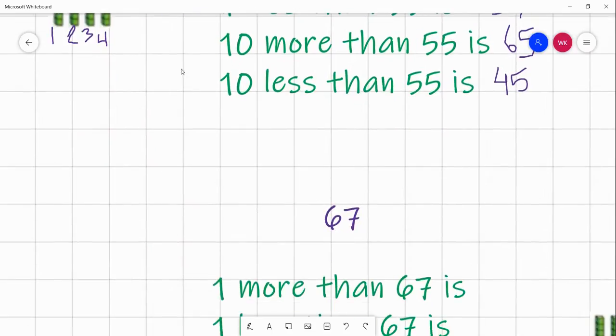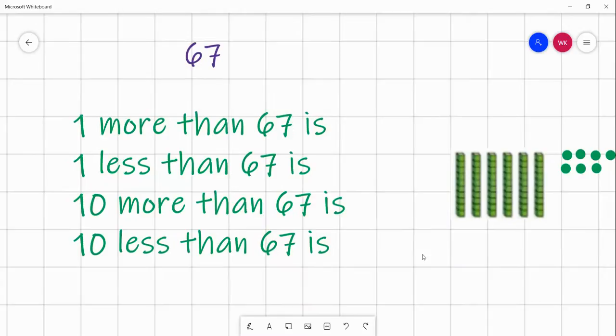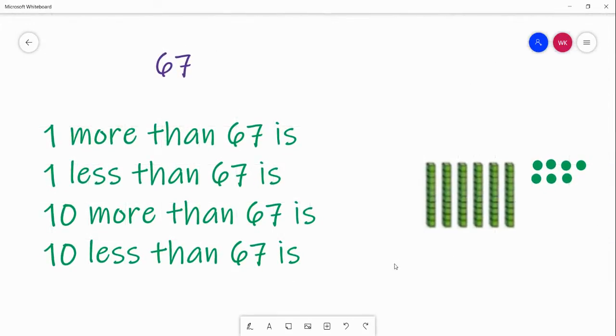And now I want you guys to do this problem with me, which is 67. So I want you guys to write this down on your paper because I want you doing this problem with me. So as you can see on this right side, I made my visual representation of 6 10 rods because we have a 6 in the tens place, and then I have 7 1 cubes or 1 dots.